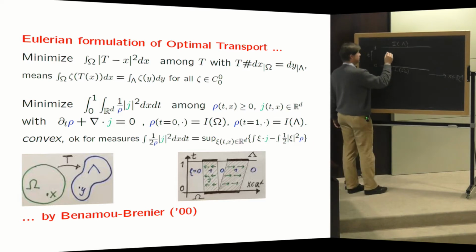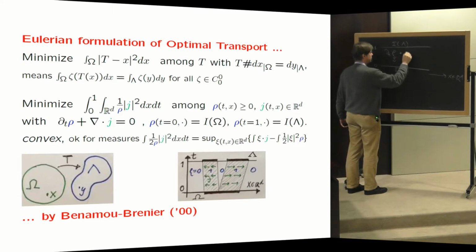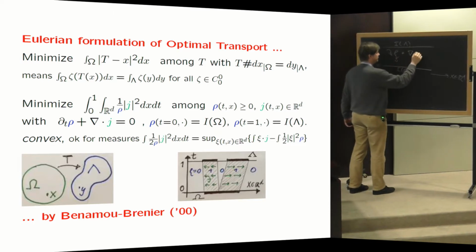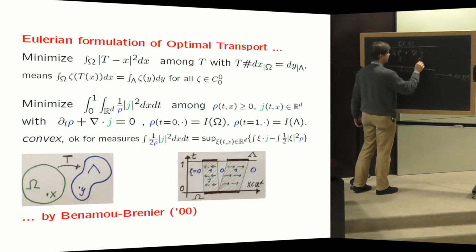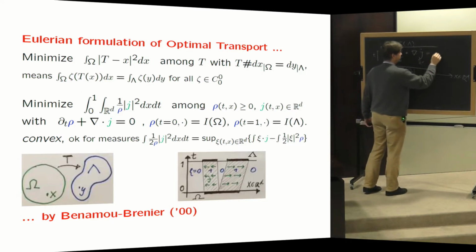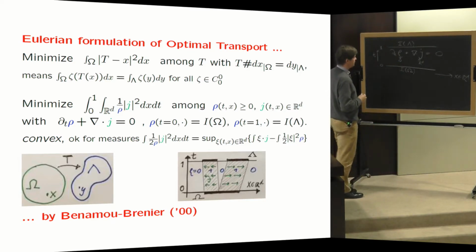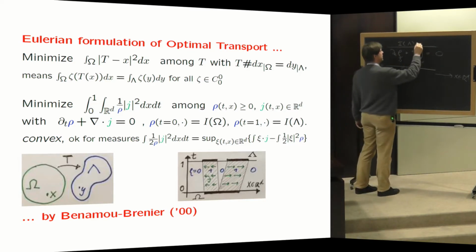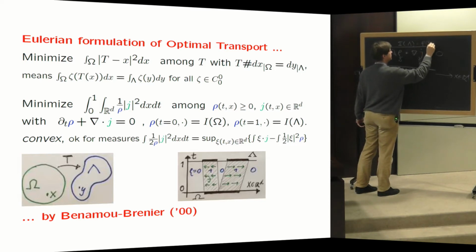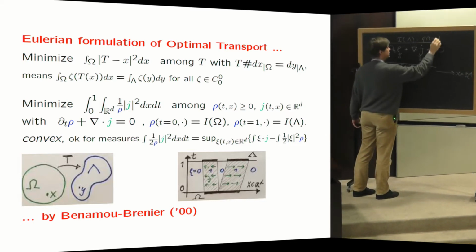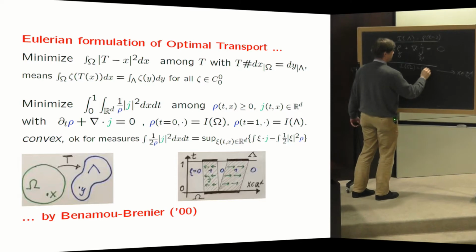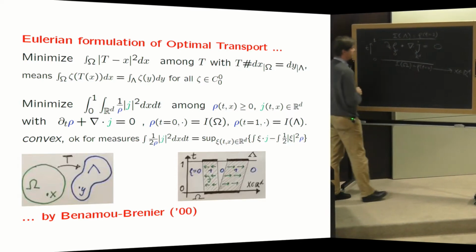And then you're looking at all solutions of the continuity equation. So you're looking at the density, or in general a non-negative measure, and a flux, a vector valued measure, that satisfy the continuity equation in the distributional sense, and so that at time t equal to 0 and at time t equal to 1, you have these initial and boundary data.